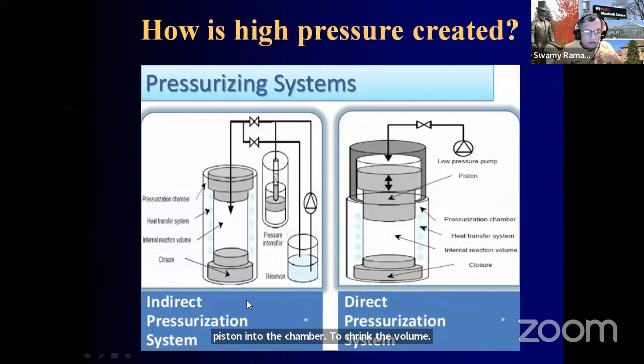So in one case, you're shrinking the volume. In the other case, you actually add more liquid to the same volume. That means it is accommodating much more liquid. If you increase that by 15%, you generate a lot of pressure. Or you basically use the same volume, then shrink it. As the volume decreases, pressure increases. It's like P1 V1 equals P2 V2, like the usual gas law. So you can use one of these two approaches in order to create pressure inside the chamber.